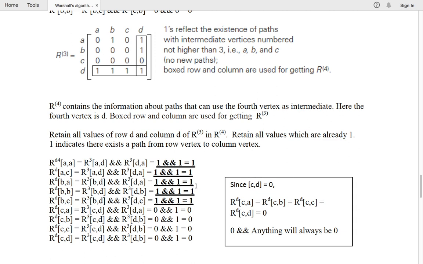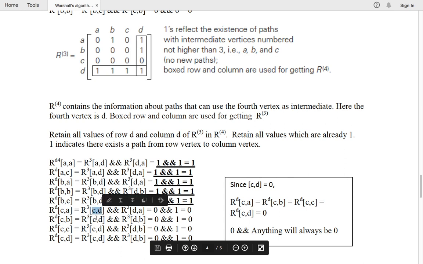BA again when you split 1 and 1. BC again, BD, DB, BD, DC, 1 and 1. Now come to CA, right? So CA, you start with CD and then DA. So if you look at here, this is CD, this is CD, CD.